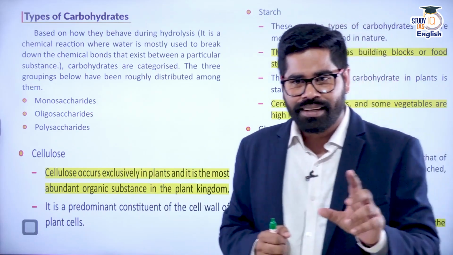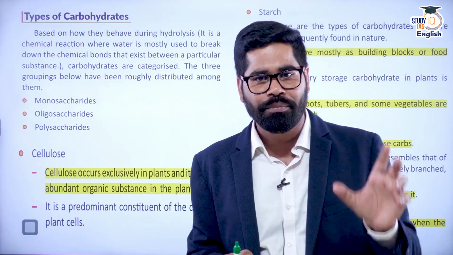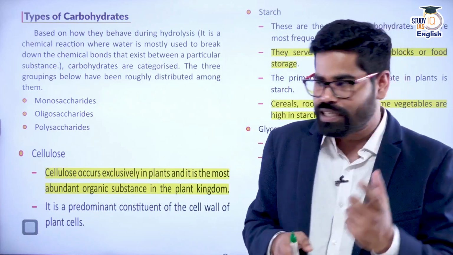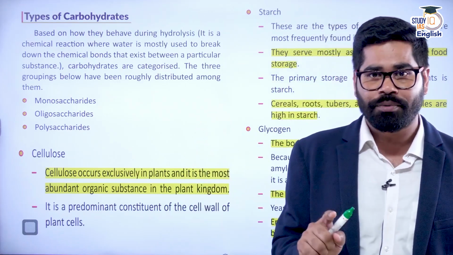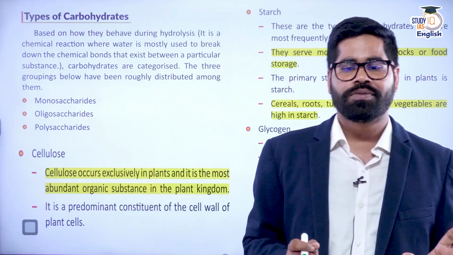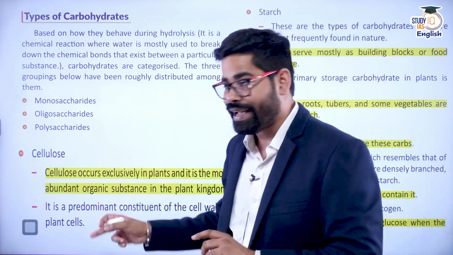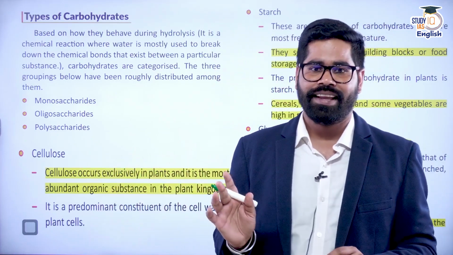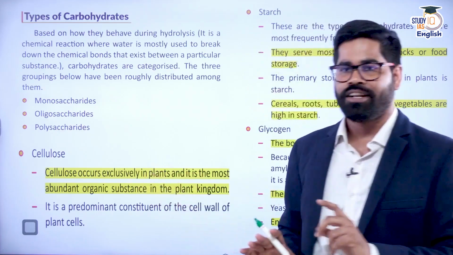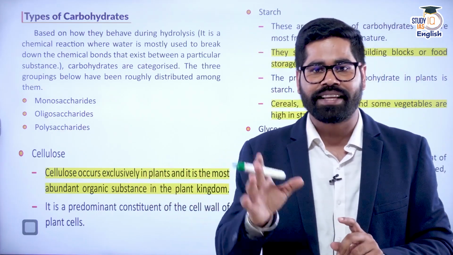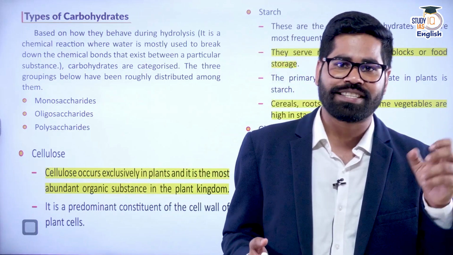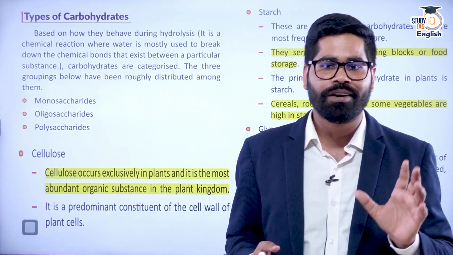But then we have to see some of the common carbohydrates and their functions in the body. The first such carbohydrate is cellulose. Cellulose occurs exclusively in plants. It is found only in plants, and it is the most abundant organic substance in the plant kingdom. When we talk about plants, the most abundant carbohydrate there is cellulose.